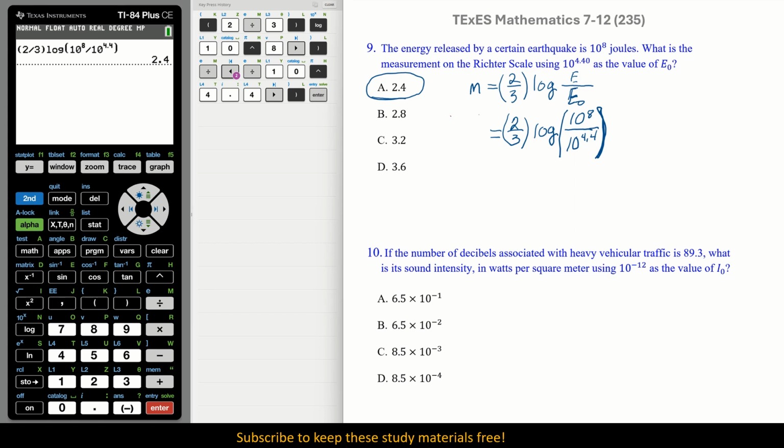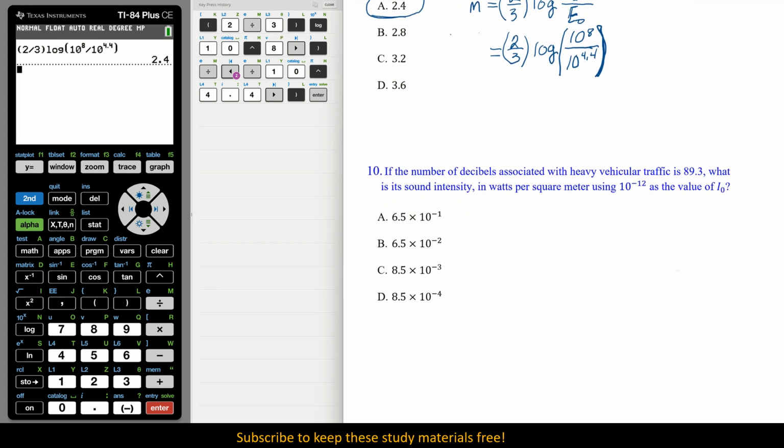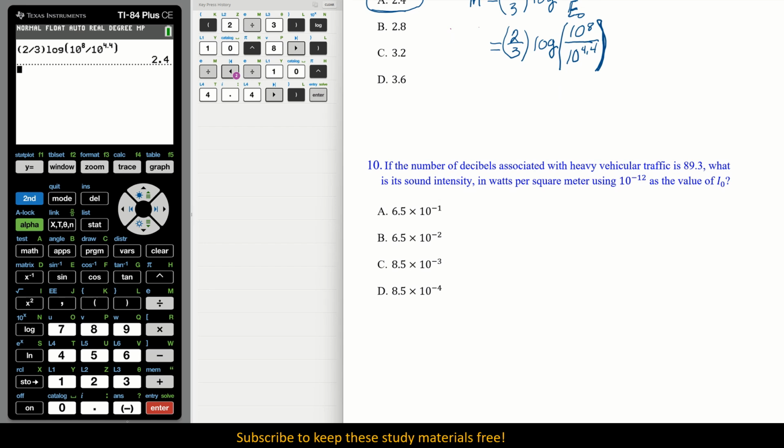All right, let's look at number 10. It says, if the number of decibels associated with heavy vehicular traffic is 89.3, what is the sound intensity in watts per square meter using 10 to the negative 12 as the value of I naught? Okay, so this is what we had for decibels. Decibels was 10 times the log of I over I naught.